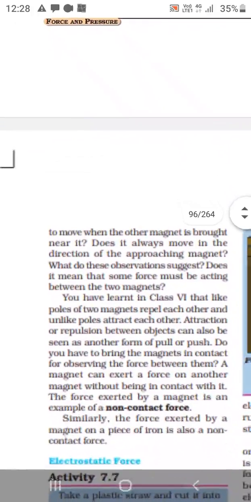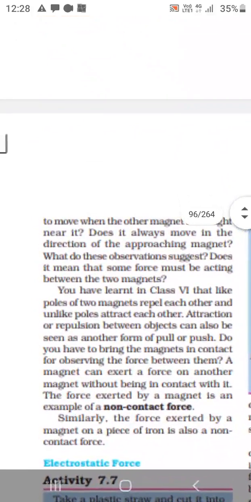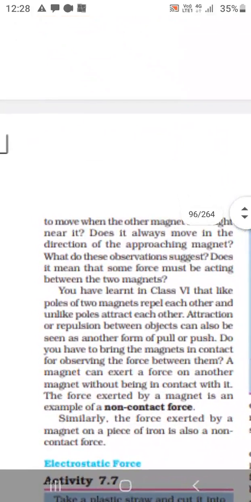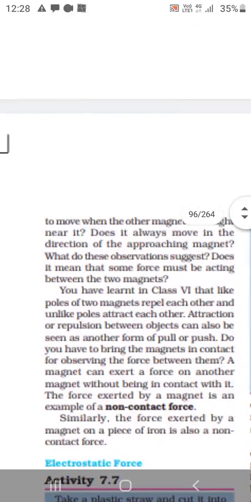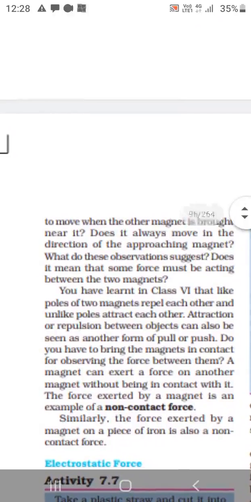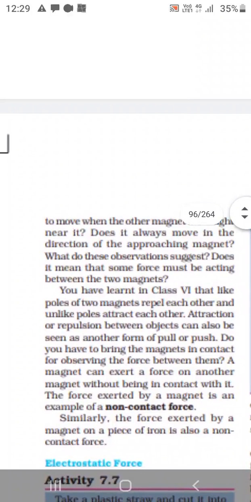We have learnt in class 6 that like poles of two magnets repel each other, and unlike poles attract each other. Attraction or repulsion between objects can also be seen as another form of pull or push. We do not have to bring the magnets in contact to observe the force between them. A magnet can exert a force on another magnet without being in contact with it. The force exerted by a magnet is an example of a non-contact force.